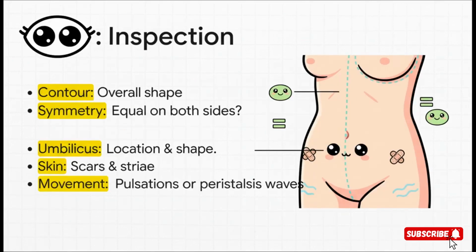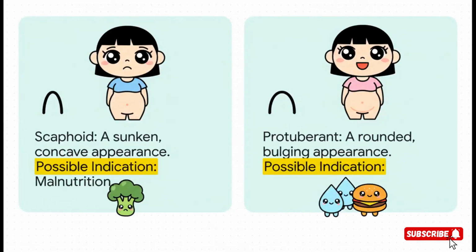Okay, let's kick it off with step 1, inspection. This is just you using your eyes. No touching yet. You're just taking it all in. What's the overall shape or contour? Is it symmetrical? Do you see any scars, any stretch marks, we call those striae, or any rashes? And then look for movement. You might actually see the aorta pulsating, especially in a thinner person, or even waves of peristalsis, which is the intestines doing their thing.